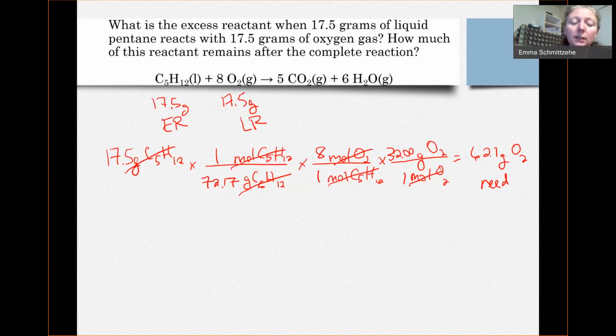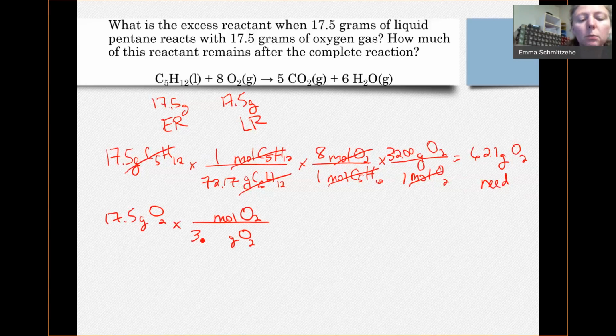So unfortunately, I did this to where it's going to be the long way. I'm going to have to do the other calculation. So I need to figure out, when that 17.5 grams of oxygen reacts, how much of the pentane is actually going to react. So I'm going to reverse this calculation and start with the oxygen that I have. So I need to convert the grams of oxygen to moles of oxygen, and that's 32.00 grams in 1 mole.